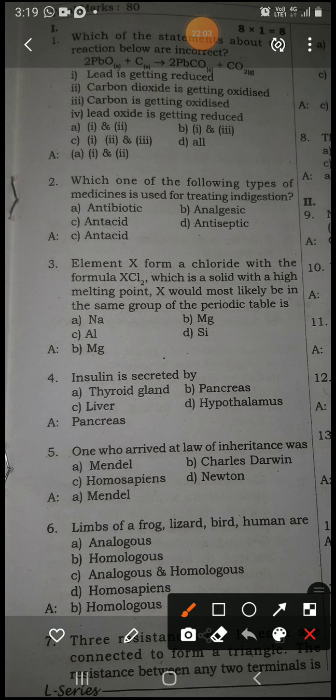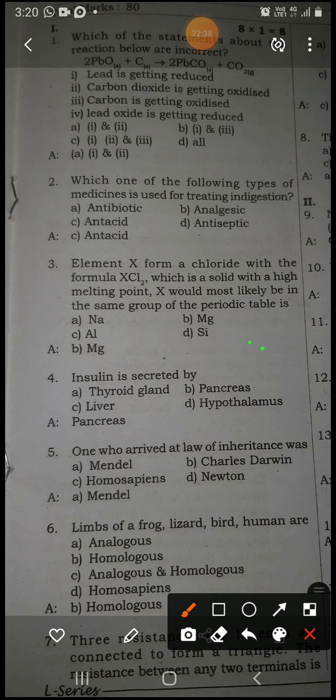Okay, we need to find out the name of it. Element X forms a chloride with the formula XCl2, because chlorine in its stable form is Cl2. XCl2 is a solid with a high melting point. That property is also given. X would most likely be in the same group of the periodic table. So we need to find out what that element X may be.